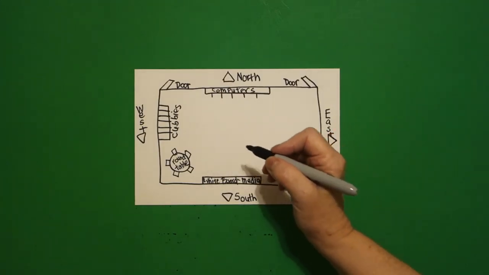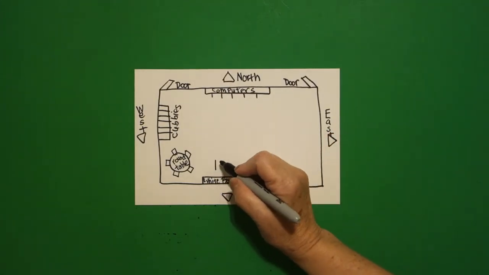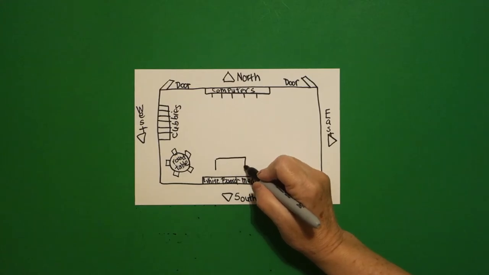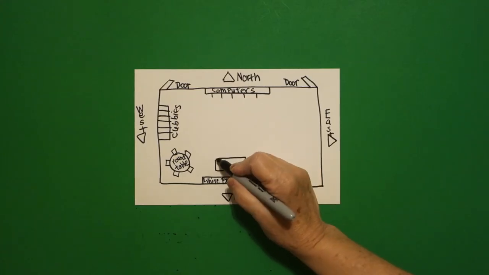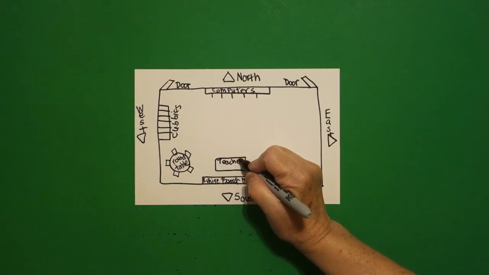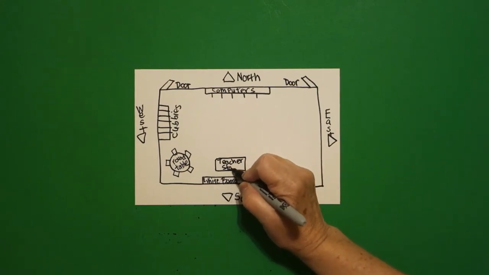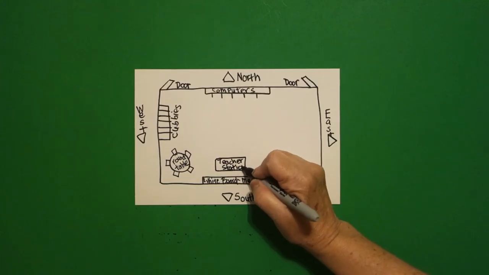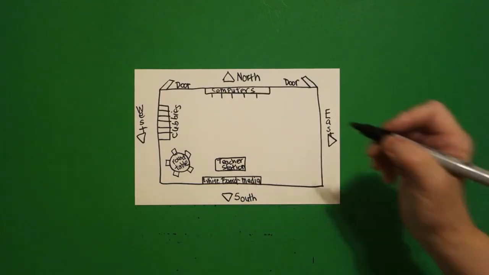Okay. Now, right before that, I'm going to draw a rectangle, straight line, straight line, straight line. And this is the teacher station. And this is where all the controls are, maybe for your media. This is where the teacher keeps all her books.